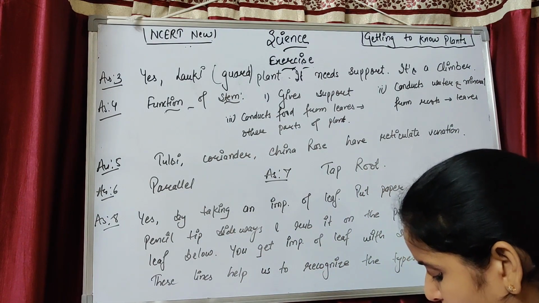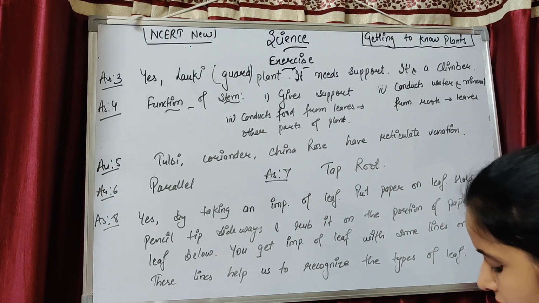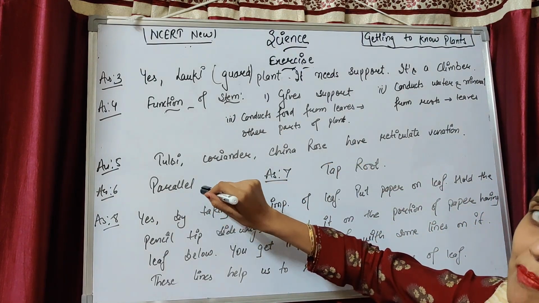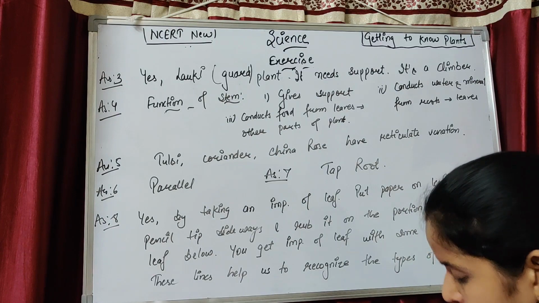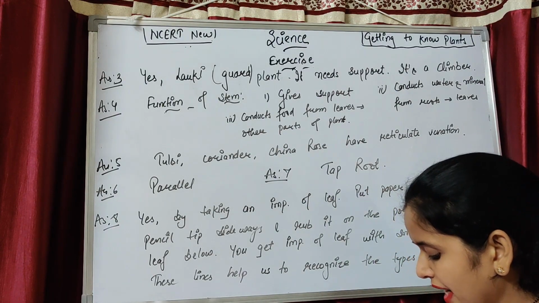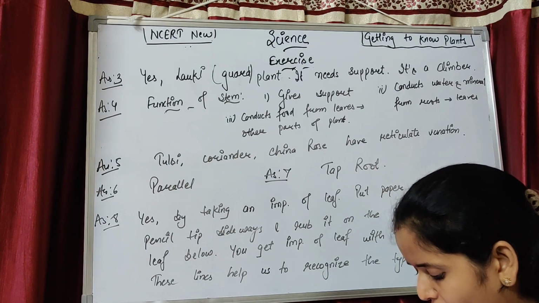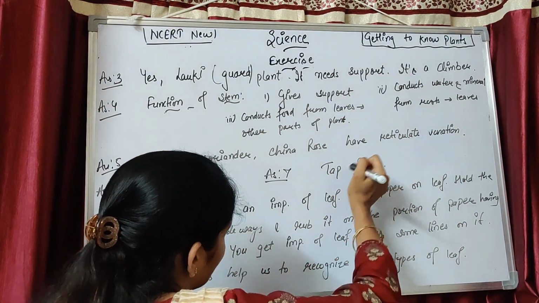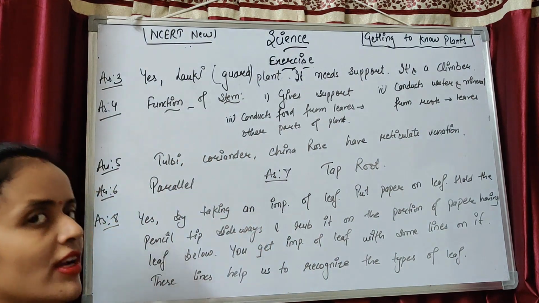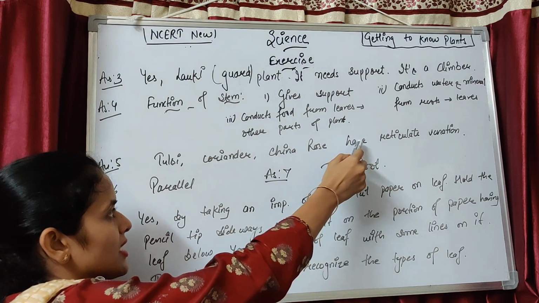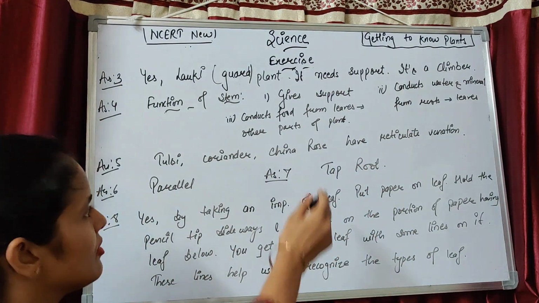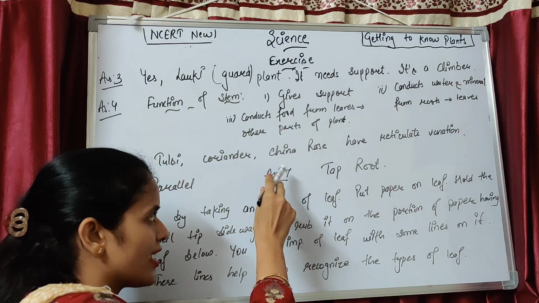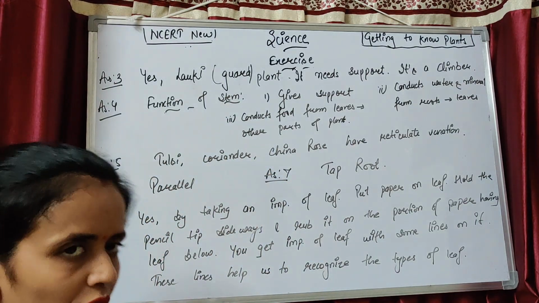Question number 6. If a plant has fibrous root, what type of venation do its leaves likely have? If they have reticulate venation, then it should be parallel. Question number 7. If a plant has leaf with reticulate venation, what kind of root will it have? Reticulate venation has taproot. That's why coriander and tulsi are examples of reticulate venation. I am not explaining this here because I am waiting for this question. When this question comes, I will explain the answer and give the example. So tulsi, coriander and china rose have taproot because they have reticulate venation.